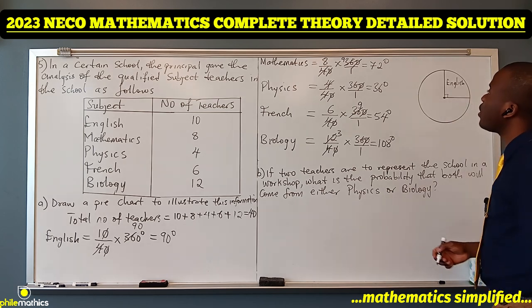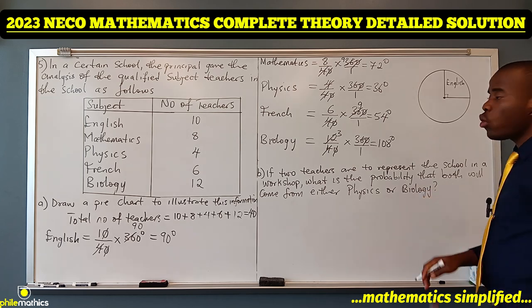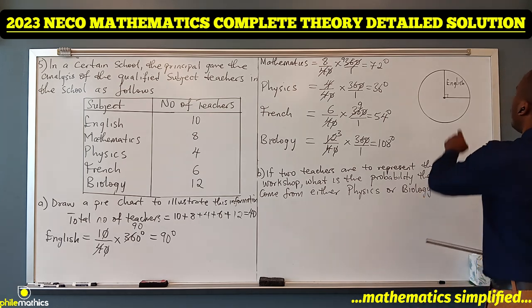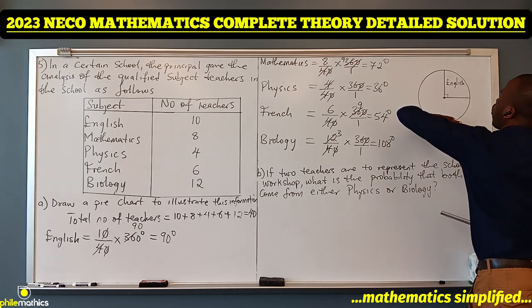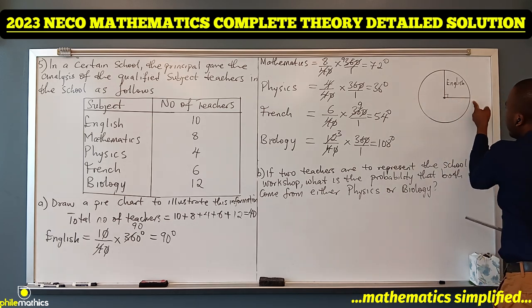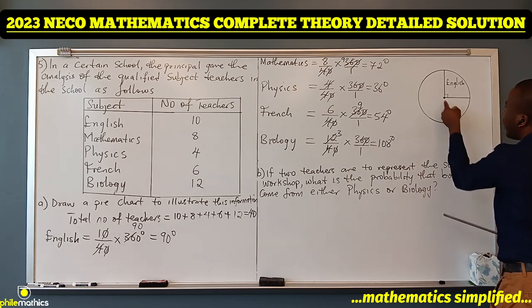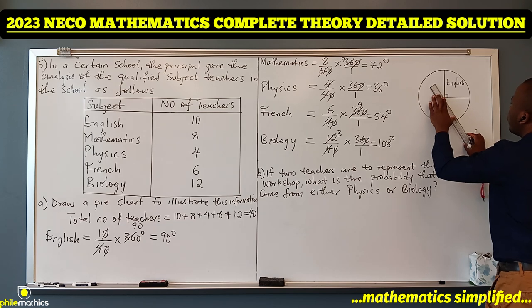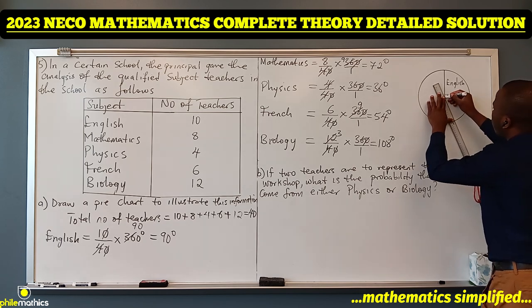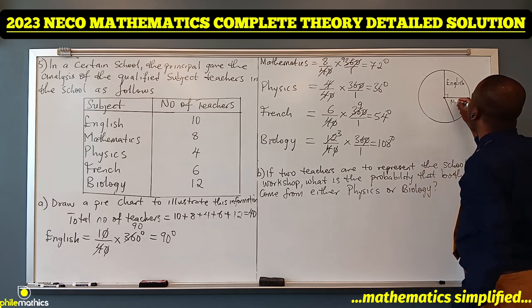The next is mathematics. Mathematics is 72 degrees. You have to use your protractor. If you're using your protractor, you invert your protractor, you place the straight line along this, you read from zero, counting from zero, and when you get to 72 degrees, you put a point and then draw it. This is mathematics.